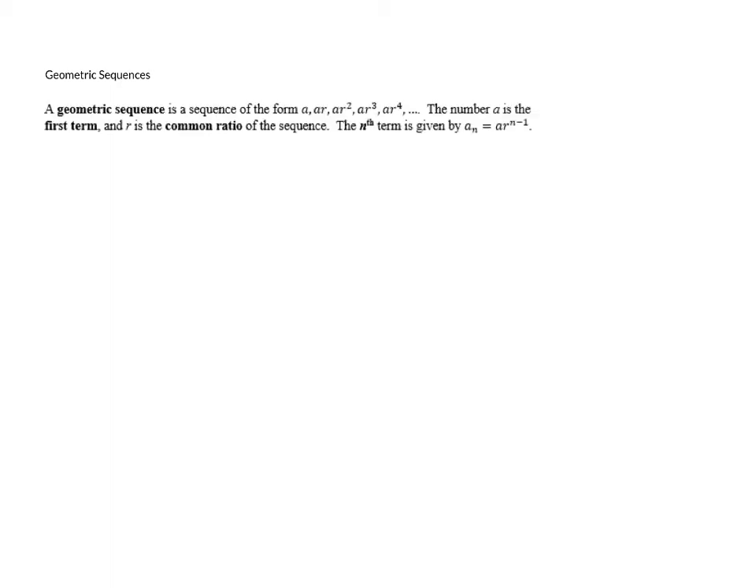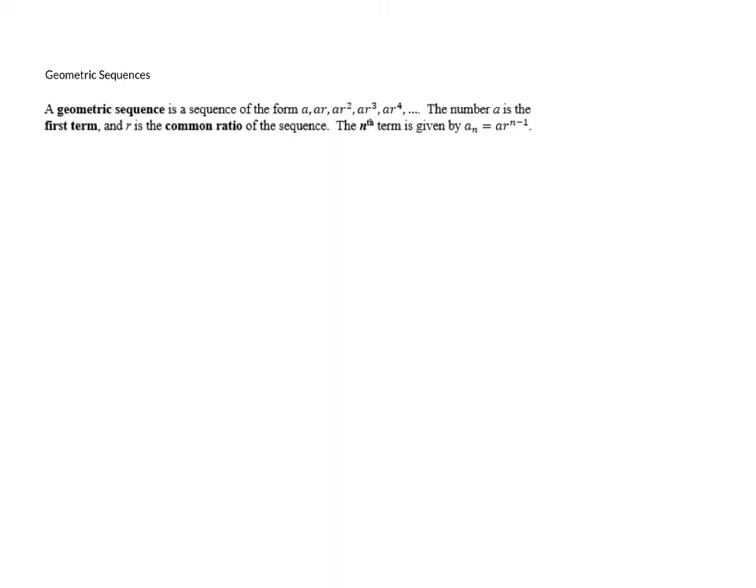Hi students! In the last lesson, we took a look at arithmetic sequences where the same quantity is added from one term to the next. Today we're going to look at geometric sequences where each term is multiplied by the same quantity to get to the next term. Let's take a look at the definition and then we'll look at some examples.